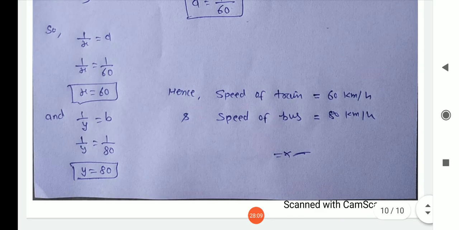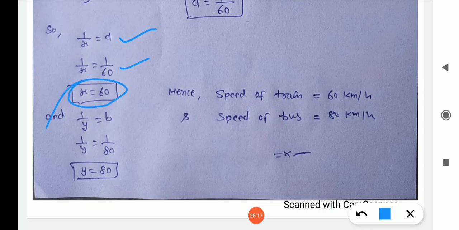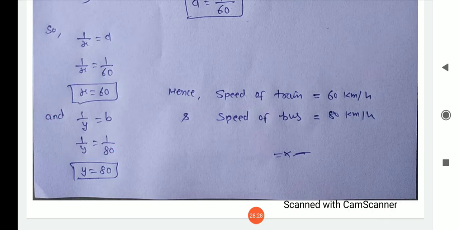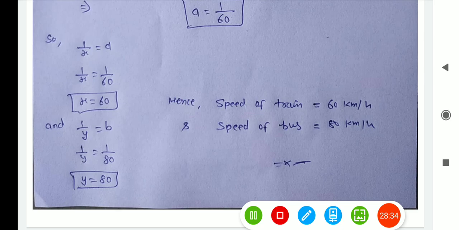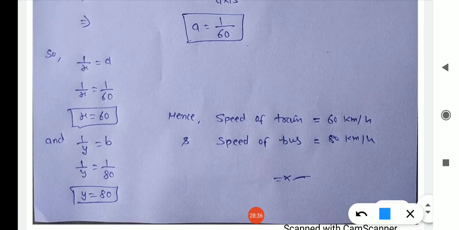So 1 upon x is what? 1 upon x equal a. It means 1 upon x equal 1 upon 60, that is x equal 60, and 1 upon y equal b. So 1 upon y equal 1 upon 80, simply y equal 80. Hence the speed of train is 60 km per hour and the speed of bus is 80 km per hour. So our exercise 3.6 is completed.